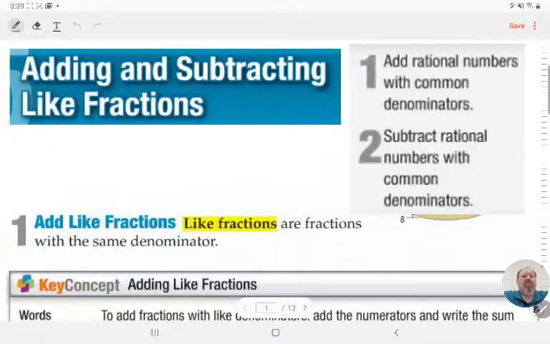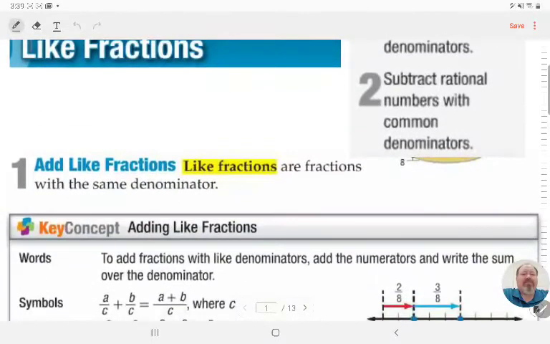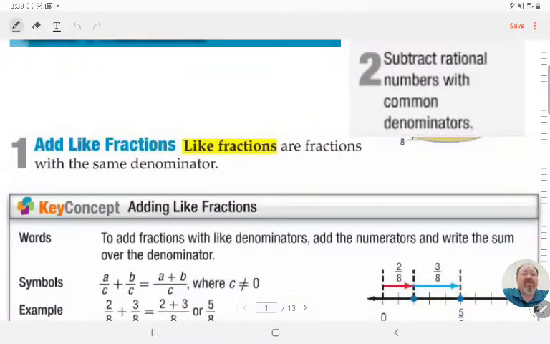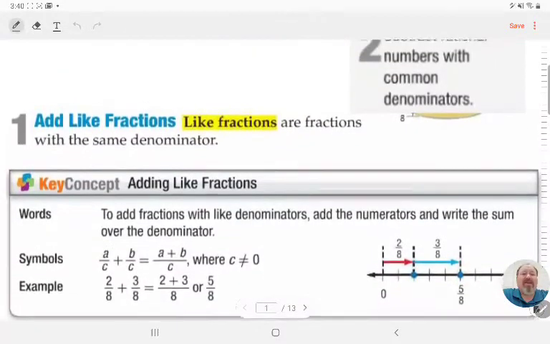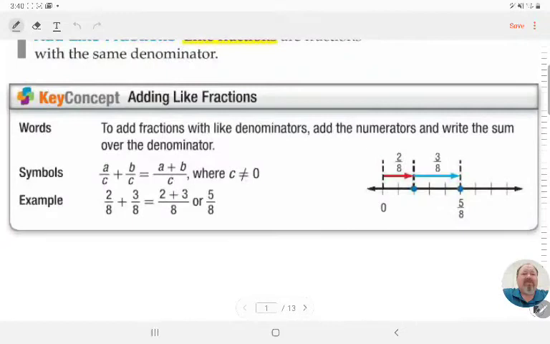All right, so today we're going to be adding and subtracting like fractions. We will be adding rational numbers with common denominators and subtracting rational numbers with common denominators. Like fractions are fractions with the same denominator. The key concept here says to add fractions with like denominators, you add the numerators and write the sum over the denominator.